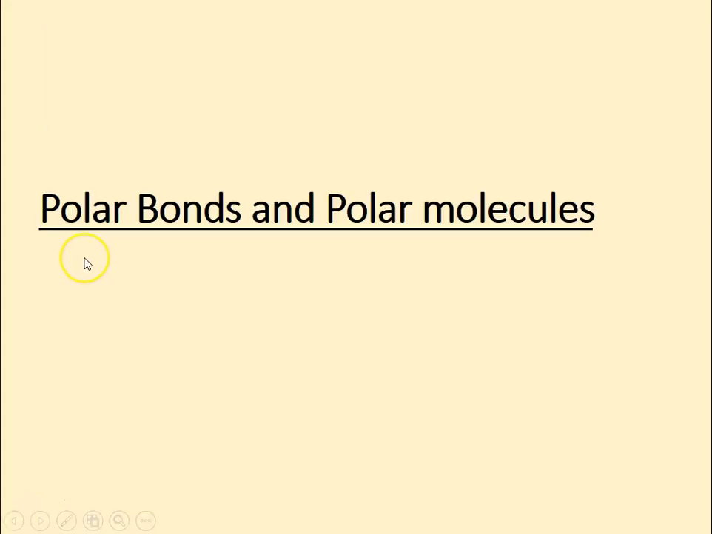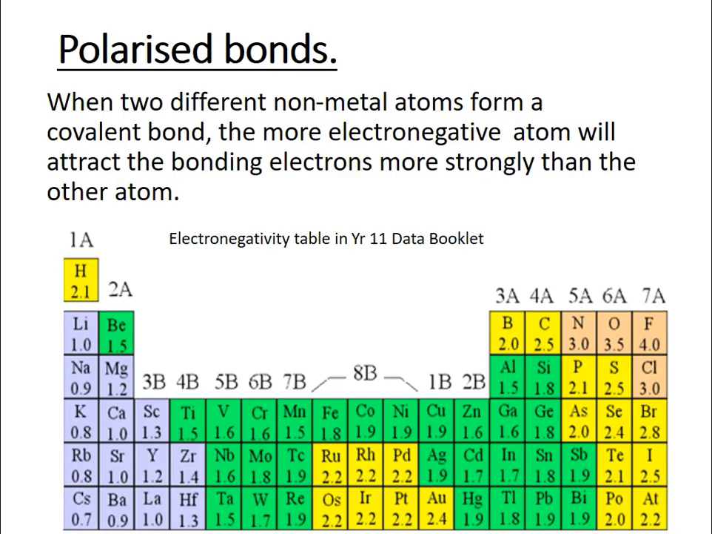Alright, so to explain dipole-dipole, we need to build up an understanding of what a polar bond is, and then what a polar molecule is. So we'll look at polar bonds first. So polar bonds are the bonds between one non-metal atom and another non-metal atom. And if one of the atoms is more electronegative than the other, we'll look at the effect on the bonding.